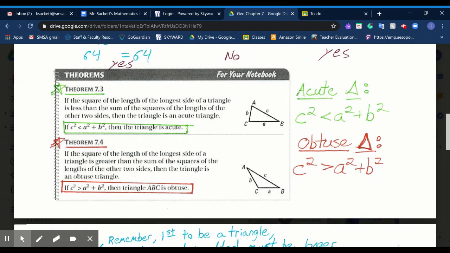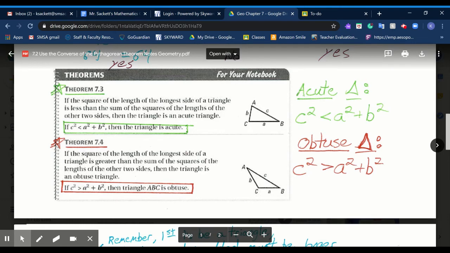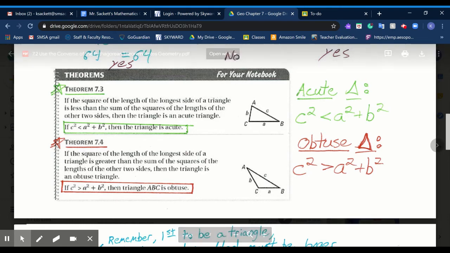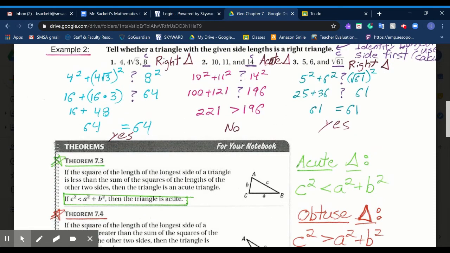7.4 then says, if that third side squared is greater than the sum of the other two sides squared, then it is an obtuse triangle. So again, the part boxed in here, for it to be an obtuse triangle, c squared would end up being greater than a squared plus b squared. And we know from our converse theorem before, if c squared equals a squared plus b squared, then it is a right triangle.